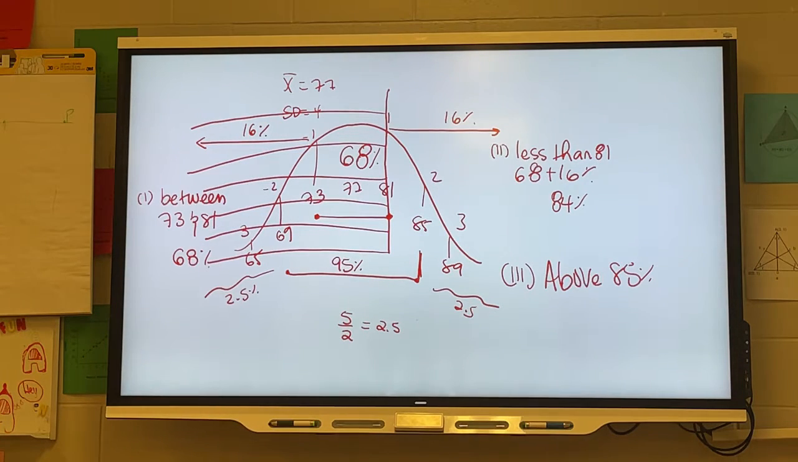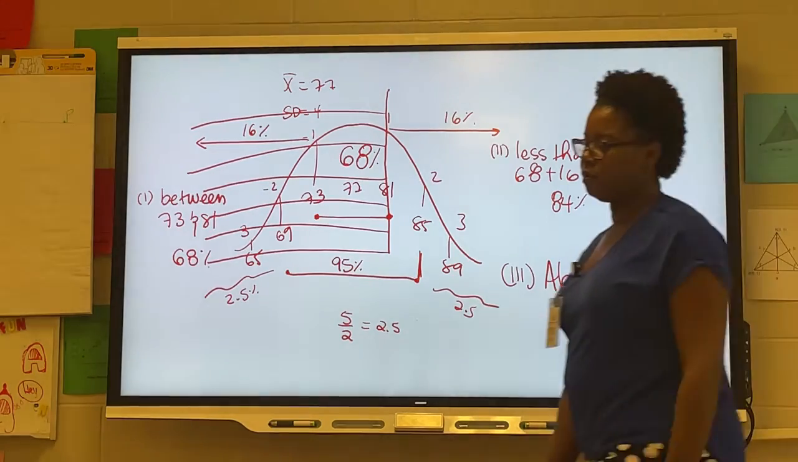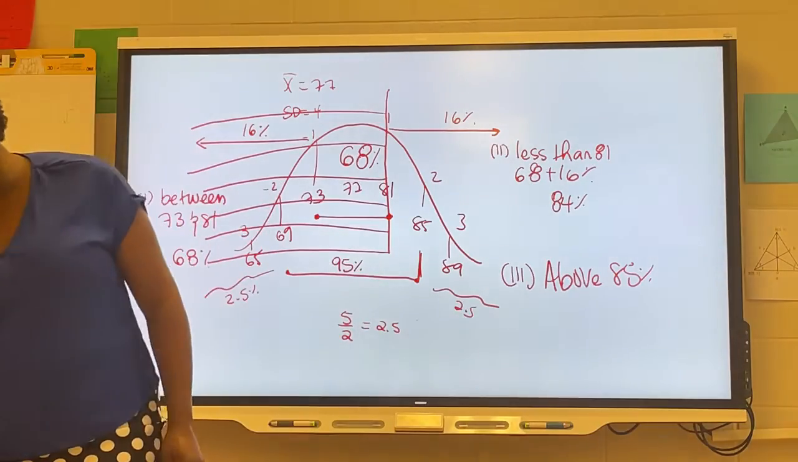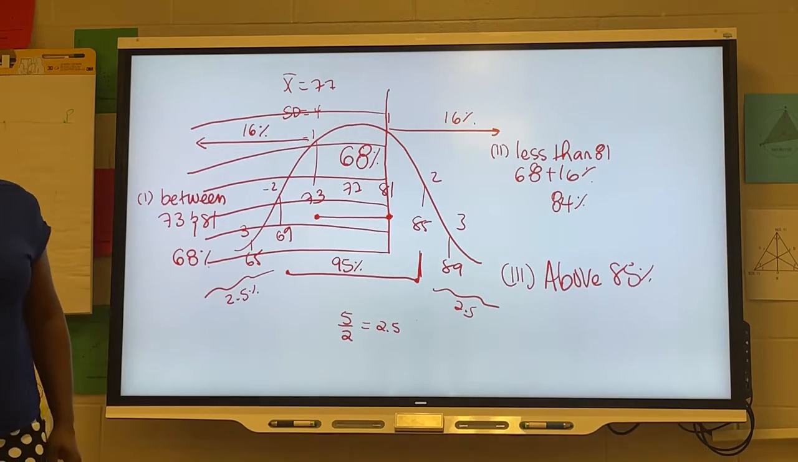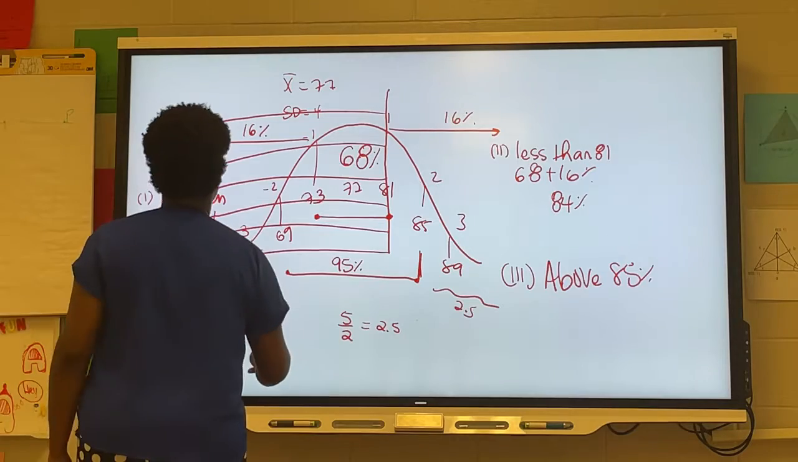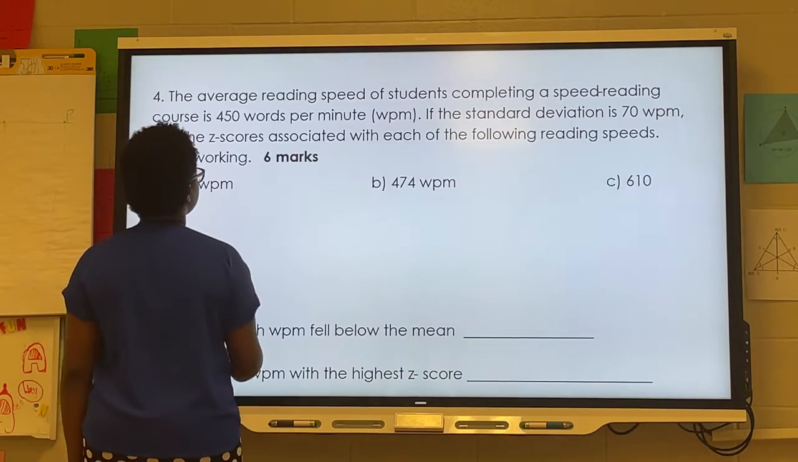Alright, so let's see what I'm missing. That's not the big one. Okay, so we're here. Alright, so this one is the one that I also have. So let's get that page.